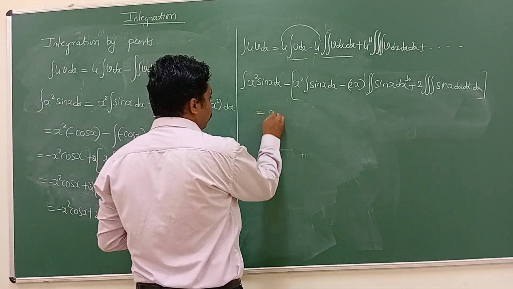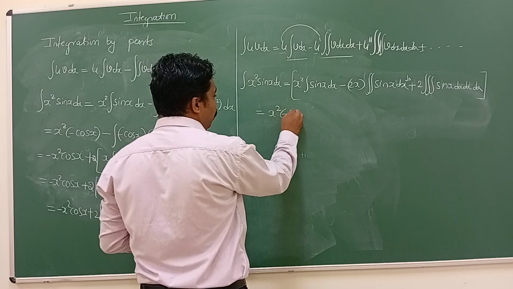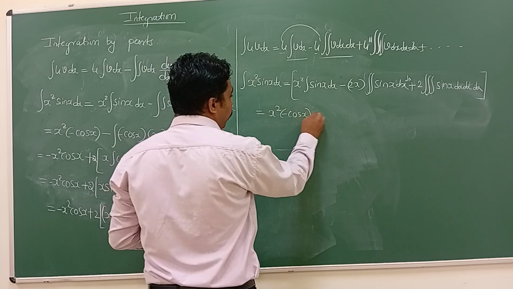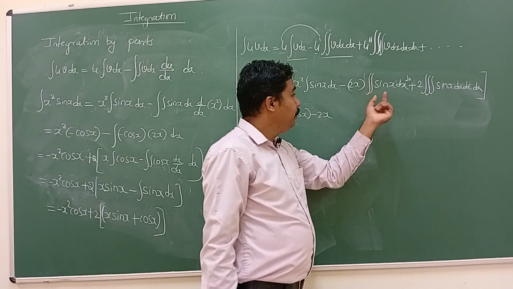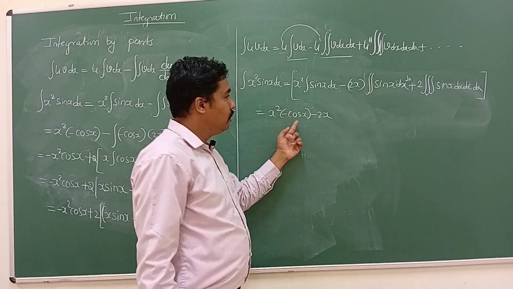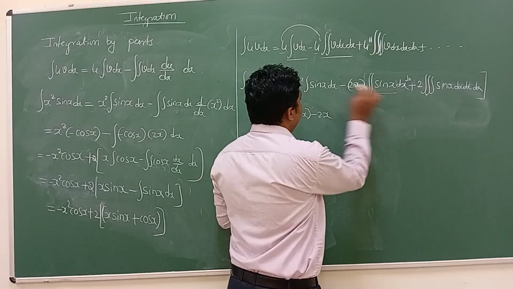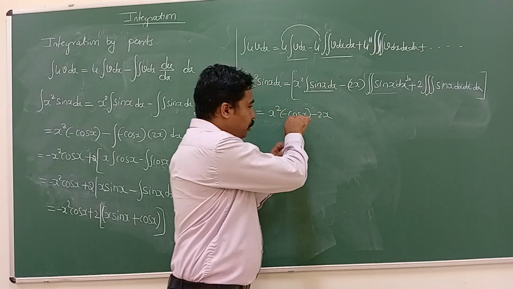This is equal to x square sin x integration is what? Minus cos x minus 2x as it is. Double integration here, don't have confusion. You have to integrate this one, because one time sin x integration we have done here. This we have to integrate.